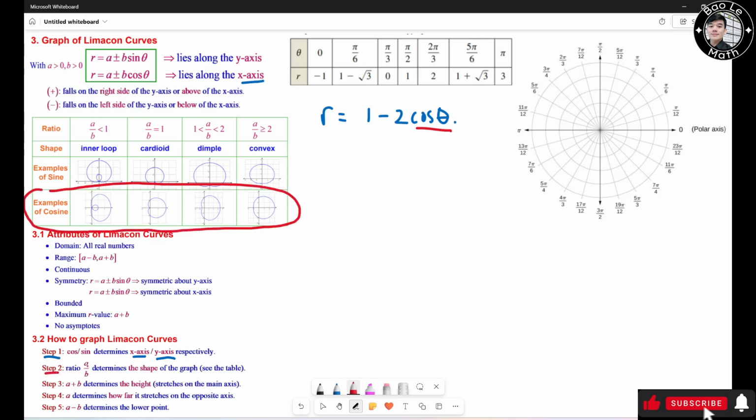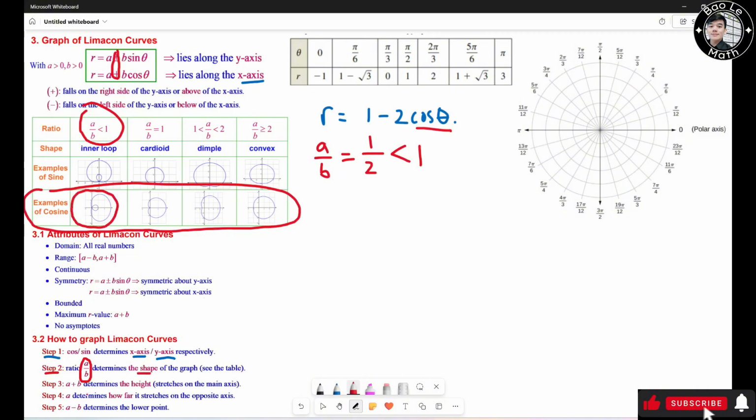Step number 2, we need to identify the ratio a over b to determine the shape of the graph. Keep in mind a equals 1, b equals 2. You just ignore the sign right here. The sign just tells us whether the graph falls on the right or left side of the y-axis, or above or below the x-axis. So a over b equals 1/2, which is less than 1. So it falls into this case right here, and your graph should be something like this.